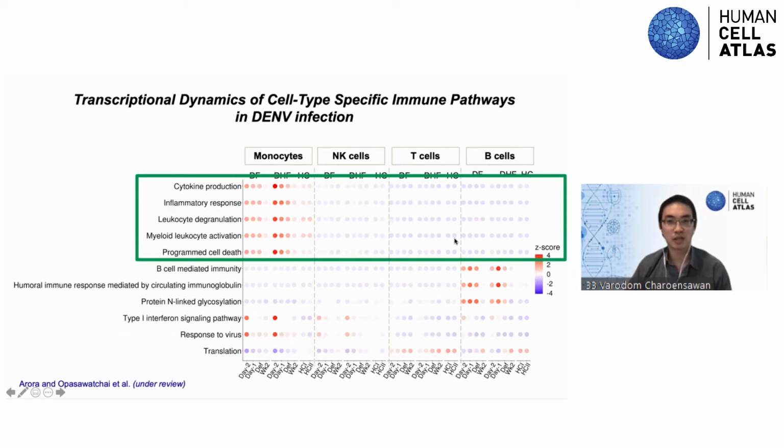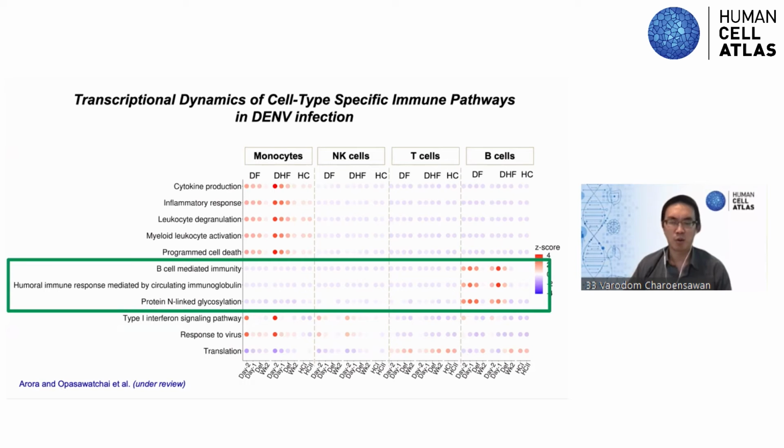We also see cell type specific expansions. For example, in monocytes, we see cytokine production, inflammatory response, and so on, particularly at the early days. Without the time course data, we would not be able to see that. For B cells, as you can imagine, we see B cell mediated immunity, but also some genes that are responsible for antibody production, particularly at day -1. So that's 1 day before the fever subsides.